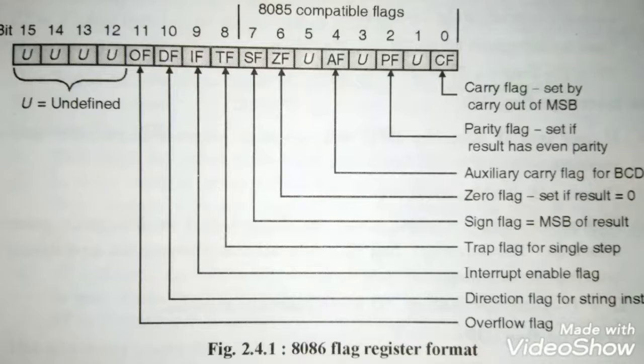Overflow flag. This is a conditional flag. This flag is set if an overflow occurs, that is, if the result of a signed operation is too large to be accommodated in the destination register. If the result is more than 7 bits in size in case of 8-bit signed operation, and more than 15 bits in size in case of 16-bit signed operation, then the overflow will be set.